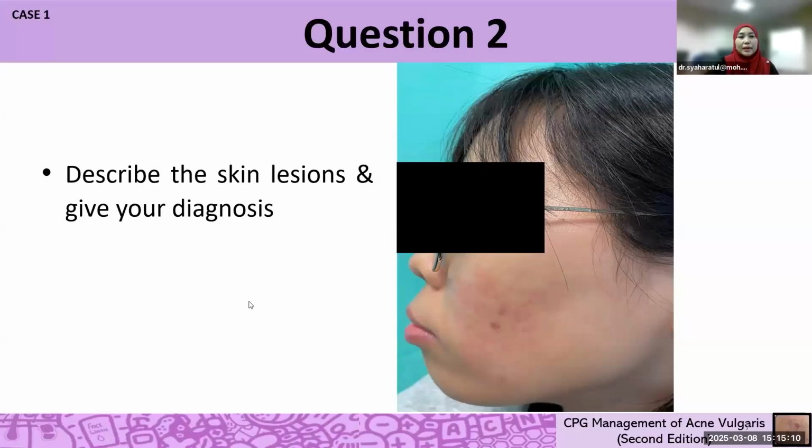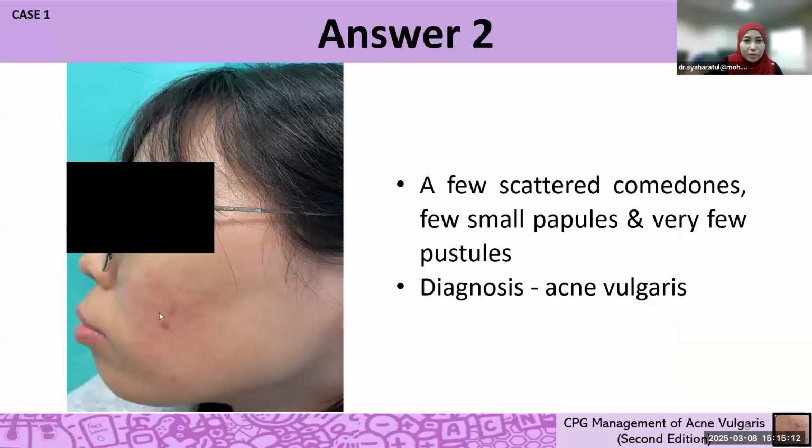Okay, so yes, you can see there's a few scattered comedones, and few papules, some are a bit excoriated. Pustules not very clearly seen, but maybe there's one here, which is already ruptured. Diagnosis, nobody's going to argue, this is acne vulgaris, and it's very mild acne, right?